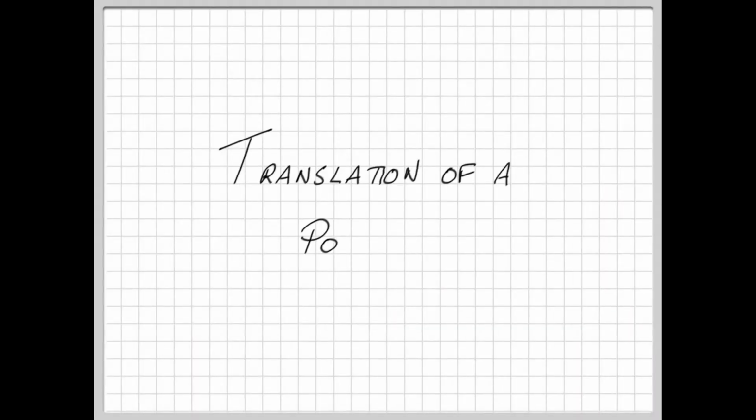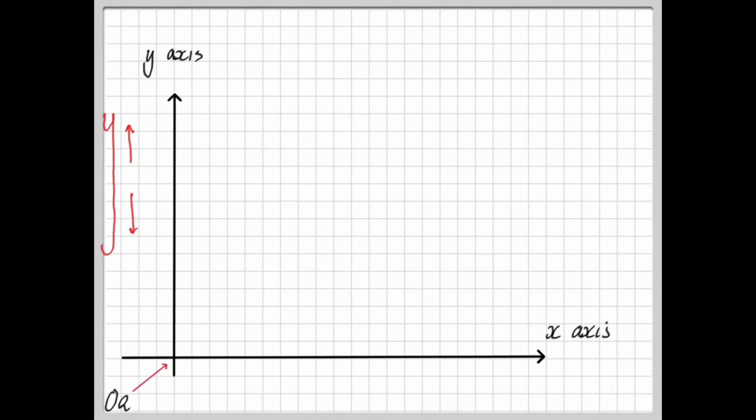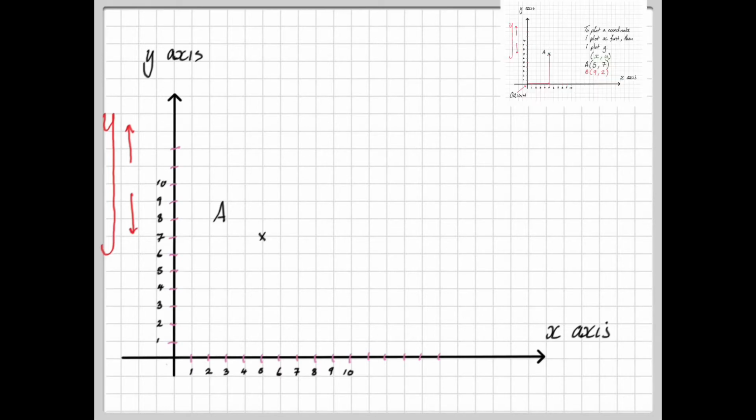Hi everybody, and we're talking about translation of a point. So, what do we need to translate a point? Well, we need an X and a Y axis, and we need that all labelled up, scaled properly. And we're starting with the point A, which here is at the coordinates 5 and 7. Just remember, if you don't know how to plot a point, then have a look at my how to plot a coordinate video, which will help you do just that.